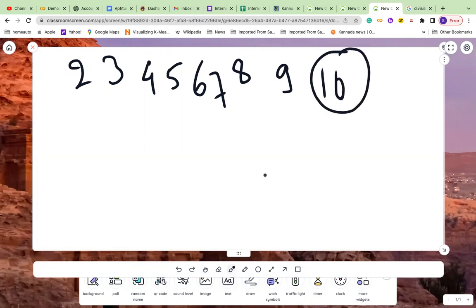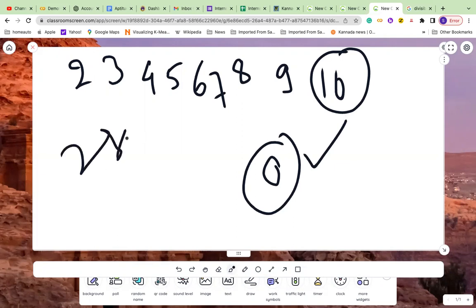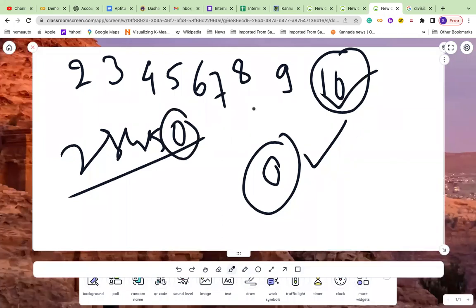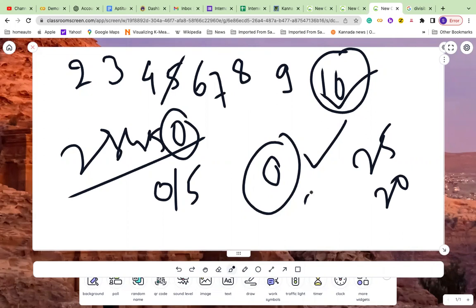Any number divisible by 10, how should I check? The last digit should be 0. Yes or no? So 2, 3, 4, 5, 0. Is it divisible by 10? Yes, sir. So 10 we have understood. What about 5? The last digit should be 0 or 5. So 25 is divisible, 20 divisible, 35 divides, 40 divides, correct?